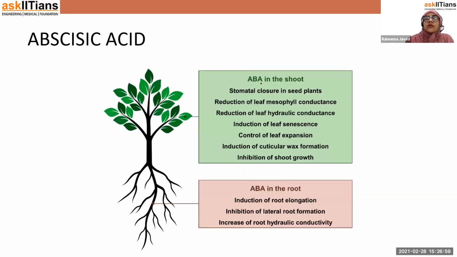These are the functions of ABA in shoot and in the root. It helps in stomatal closure. It causes reduction of leaf mesophyll conductance, reduction of leaf hydraulic conductance. It causes leaf senescence. Okay, it controls the leaf expansion also. It inhibits shoot growth. Okay, in the root, it helps in root elongation, it inhibits lateral root formation, so only the tap root system will grow. And these are some of the important functions of abscisic acid, which is a stress hormone.